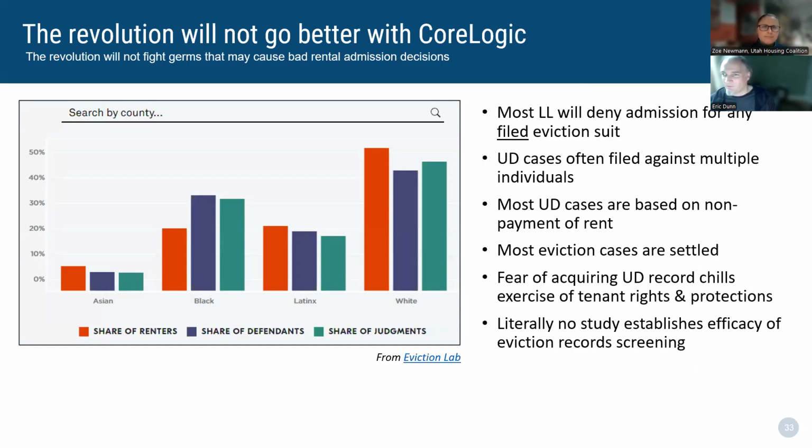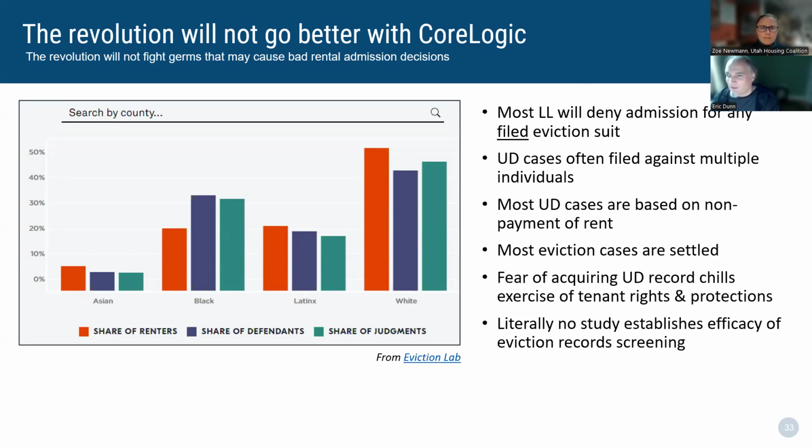We see similar types of disparities with eviction records. Black tenants, especially Black female tenants, far and away have the highest rates of eviction as compared with other groups. And a lot of landlords still will just deny admission for any filed eviction case. So it doesn't matter if the case was dismissed. It doesn't matter if the case was filed in retaliation because the tenant requested repairs or called the health department or something like that. Furthermore, most eviction cases are settled. So, kind of like using records of arrest where there's no conviction, using a record of a filed eviction case where the court hasn't made any findings that the tenant actually defaulted in rent or violated the lease.